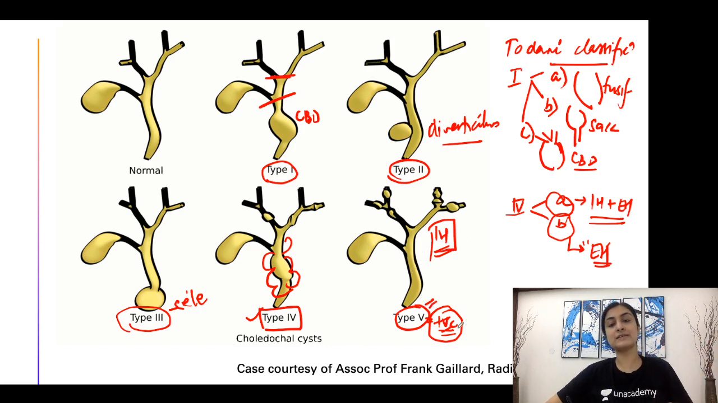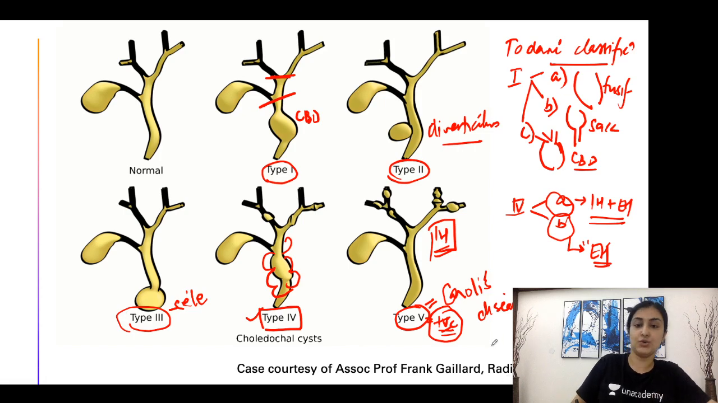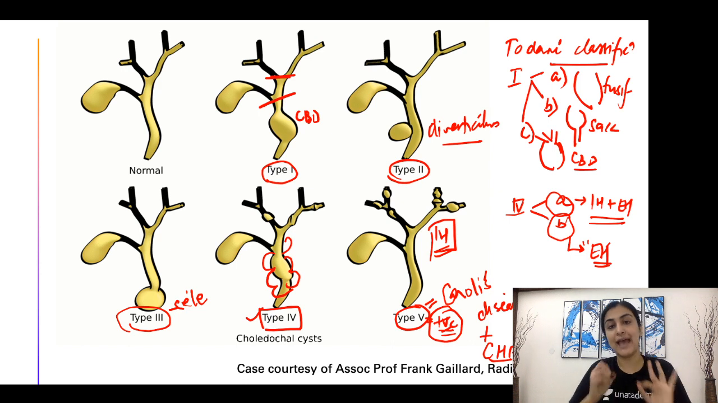And what do we call this? What is the eponymous name associated with the type 5? It is our Caroli's disease. Correct? This is our Caroli's disease. Now, what is Caroli's syndrome? Is Caroli's syndrome the same? No. So remember Caroli's syndrome, if I add congenital hepatic fibrosis to Caroli's disease, it makes for the Caroli's syndrome.